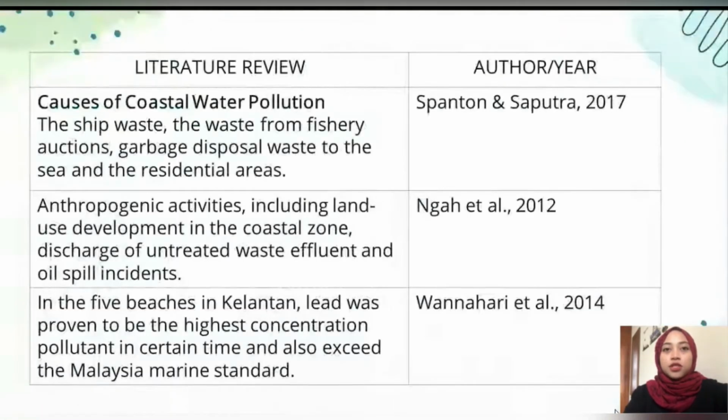Spenton and Saputra 2017 stated that the causes of coastal water pollution are from the ship waste, the waste from fishery auctions, garbage disposal waste to the sea and the residential areas. According to Ngah et al. 2012, water pollution can be from anthropogenic activities, including land use development in the coastal zone, discharge of untreated waste effluent and oil spill incidents.